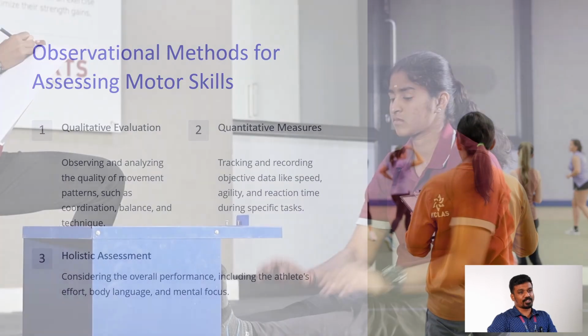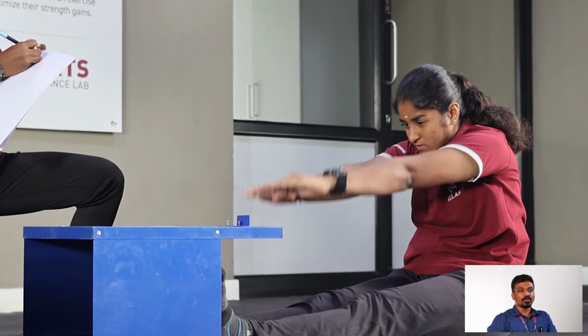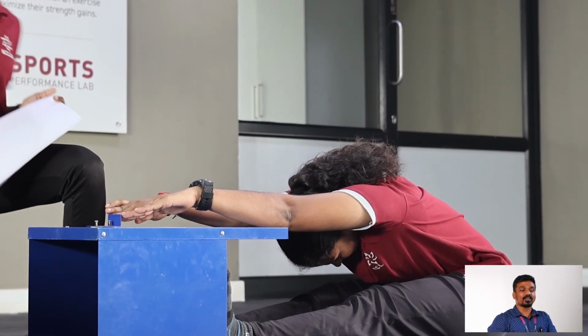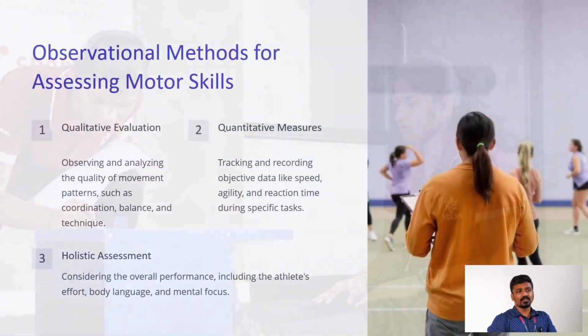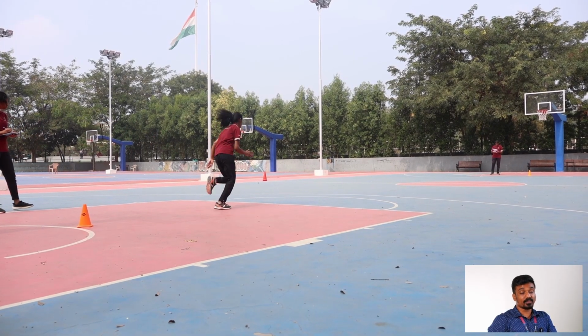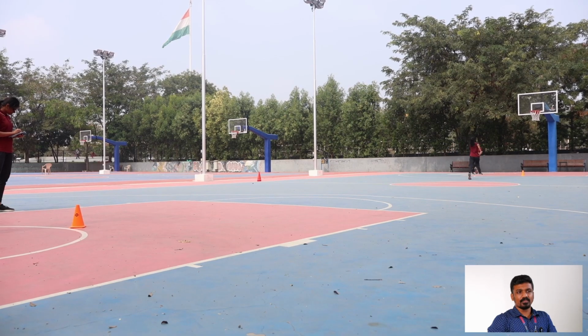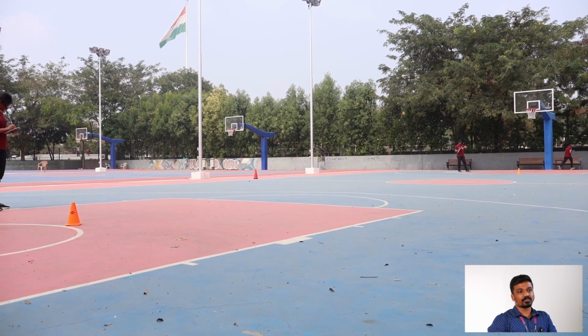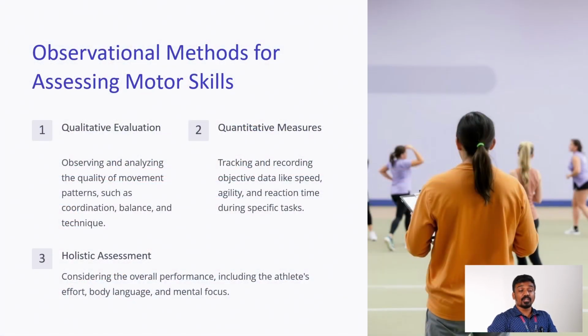Quantitative measures provide numerical data that allow us to track specific motor skills such as speed, reaction time, and endurance. For instance, measuring the time it takes for an athlete to complete a sprint, like in a 100 meter, or recording how many push-ups they can perform in a given time frame, the number of push-ups in 60 seconds. These give us tangible data to assess the motor abilities.